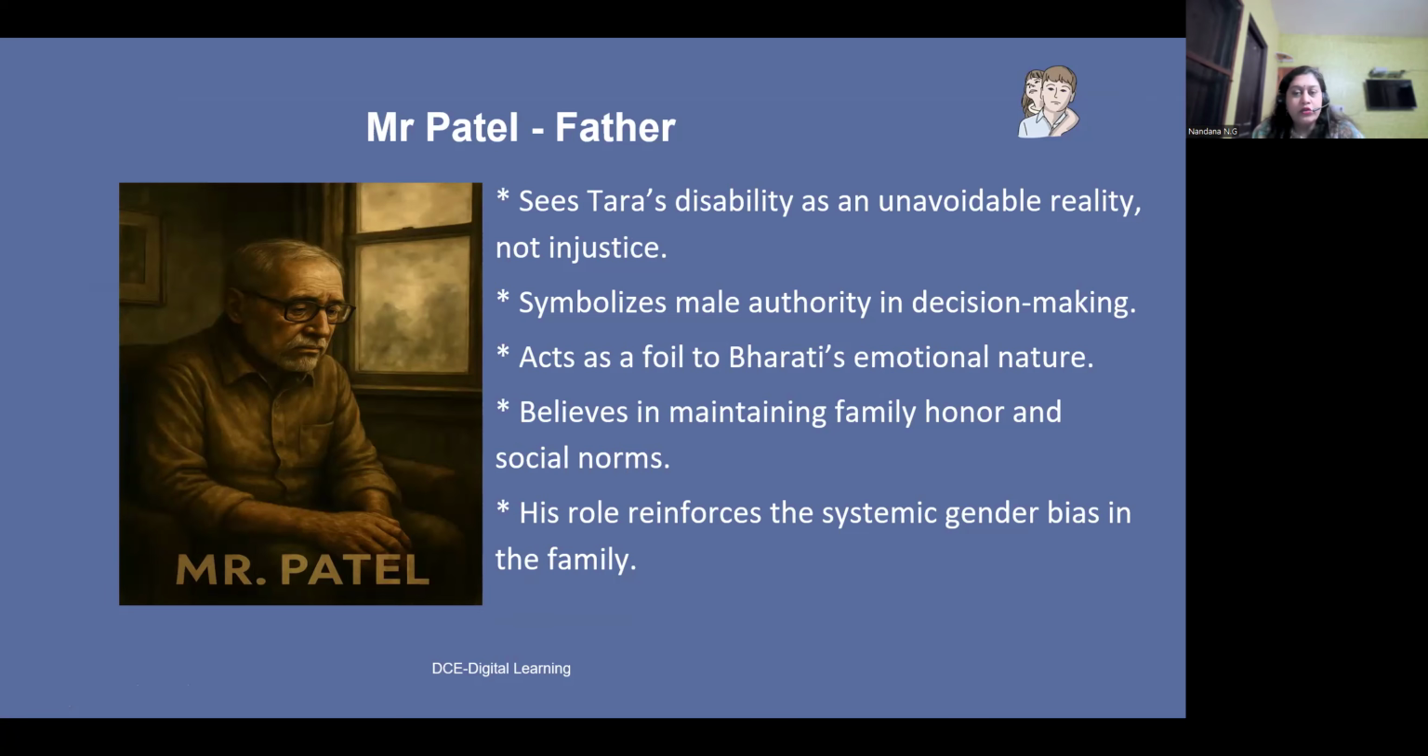He acts as a foil to Bharati's emotional nature. While Bharati is on the one hand extremely emotional, Patel on the other hand is extremely detached and practical. Maybe the disparity between them had a traumatic effect on the twins. Patel believes in maintaining family honor and social norms, and his role reinforces the systemic gender bias in the family. But all in all, in the end, he ends up alone, as can be seen in the image. After his wife is admitted to the asylum and the daughter dies, Chandan leaves him and moves to London, and Mr. Patel is left alone in the family.